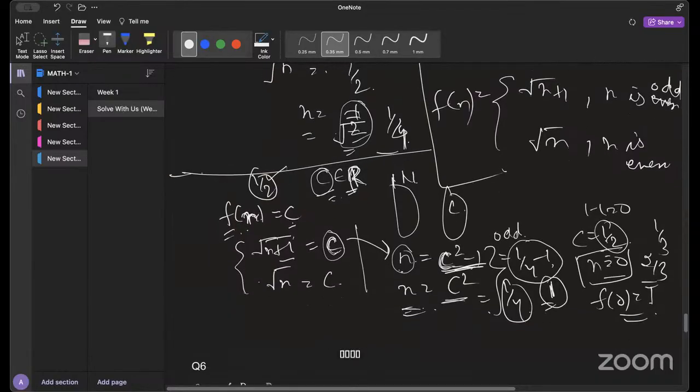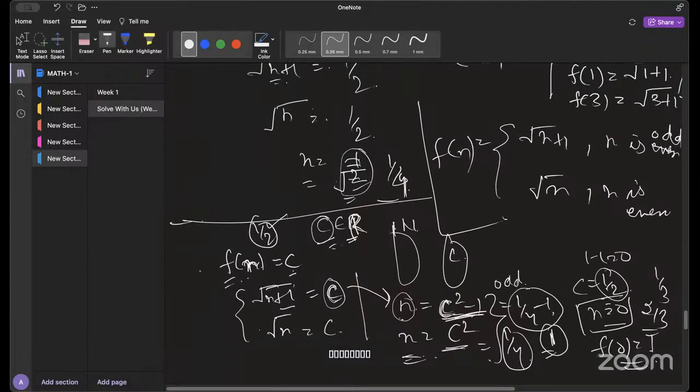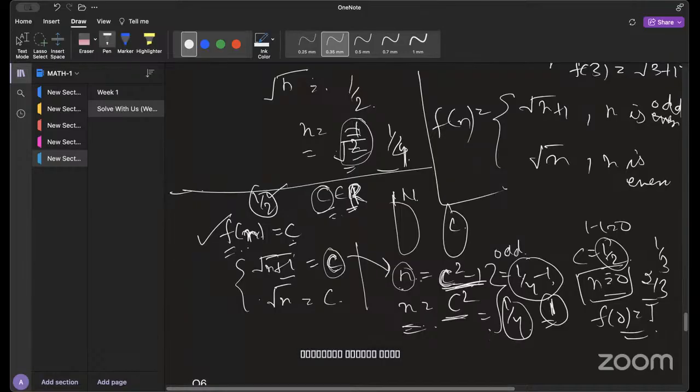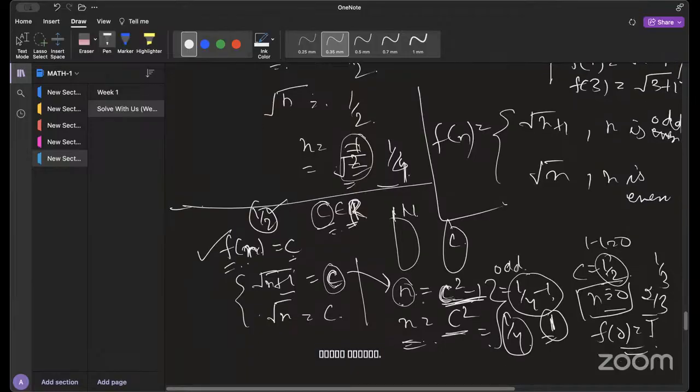Is it clear? Okay, ma'am. Yes, ma'am. And we move on to the next question. If there's still a doubt in this one, I can repeat it again. Please, ma'am, repeat this one. Which particular part are you not able to understand? Ma'am, the root part, root n plus 1 equals c. Ma'am, what if we change the term to something else like n square or something like that?